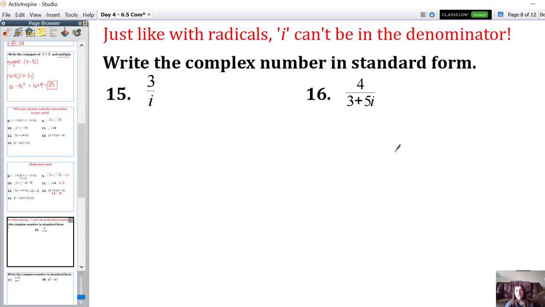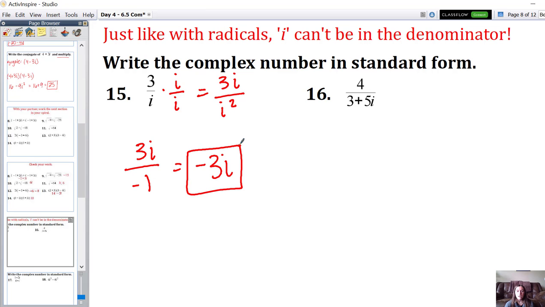Now if we have these fractions, just like with radicals, i cannot be in the denominator. The letter i, the imaginary number, cannot be in the denominator. That's because i itself is a radical. We can't have radicals in the denominator, so we can't have i in the denominator. So we're going to multiply the top and bottom by our term with i. Now here, since it's i by itself, all that we need to do is multiply the top and bottom by i. So then on top we have 3i over i squared, and as we are well aware, i squared is negative 1. We have 3i over negative 1, which simplifies to negative 3i.